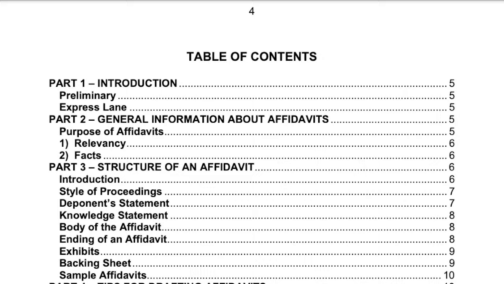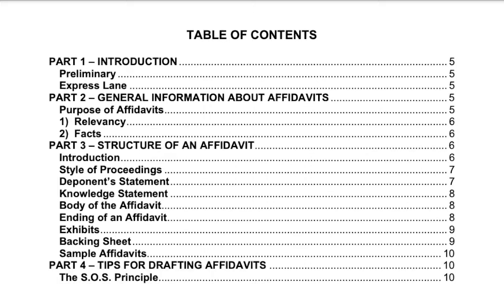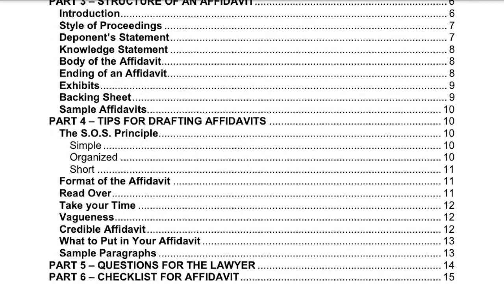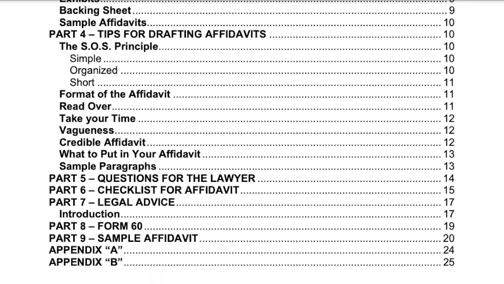So, structure of an affidavit: the introduction, the style of proceedings, the deponent's statement, the knowledge statement, body of the affidavit, and the ending of the affidavit. Then you could have exhibits and a backing sheet. And then we have some sample affidavits. And then we'll go to part 4, tips for drafting affidavits, the SOS principle. Simple, organized, and short. SOS. I guess that's the Canadian version of the KISS.